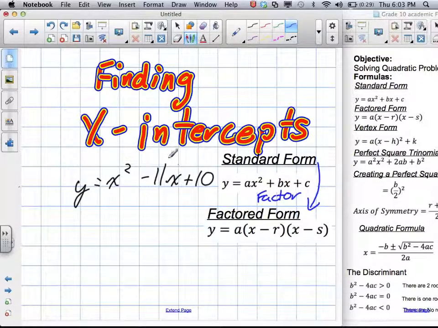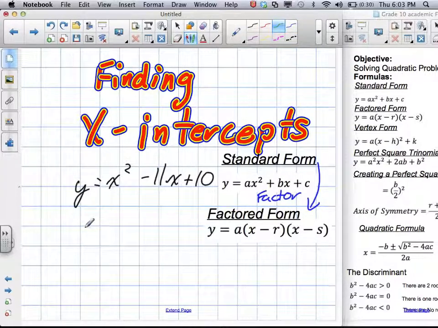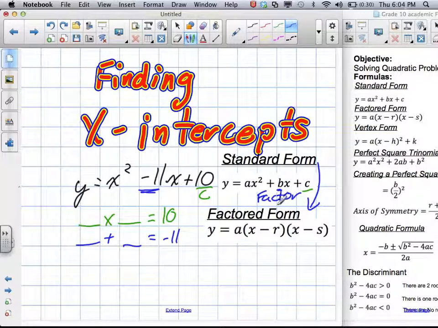So, when we factor, we're looking for numbers that add up to our B and multiply to our constant. So two terms that multiply to our constant, which is 10, or we call it the C. And two numbers that are going to add up to our B, or negative 11 in this case. Okay? So we have to think about this. Two numbers that multiply to 10 and add to negative 11 here.